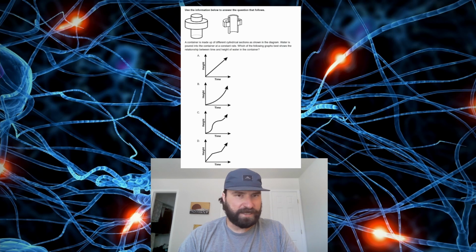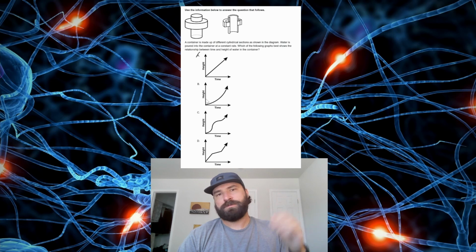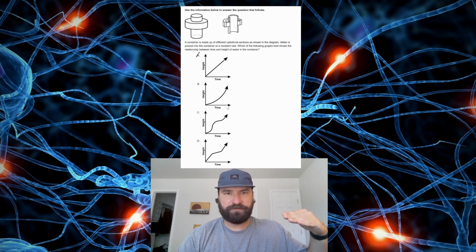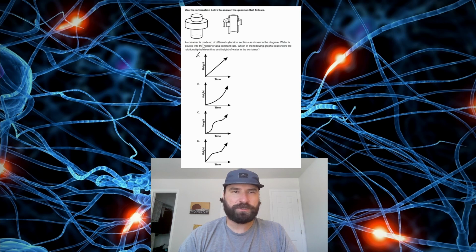So A is constant the whole time. We have a constant slope, so the answer is not going to be A. You can eliminate that one. B shows an exponential relationship, so it gets consistently faster over time, which also isn't true. We should expect it to be pretty constant. It should be a very straight slope. It should be the same, then a little different in the middle, and then kind of the same again.